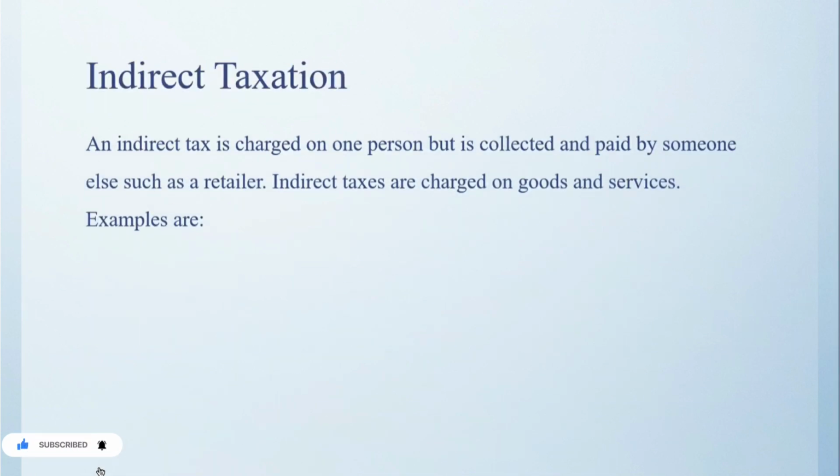Then you have indirect tax, right? Indirect tax is the opposite of direct tax. So direct tax is charged on individuals and businesses, and it is important for you to remember that, right? While indirect tax now, right, it is charged on one person, but it is collected and paid by someone else, such as a retailer. So in layman terms, indirect taxes are charged on goods and services. So if you want to remember indirect tax, just remember that indirect taxes are charged on goods and services, while direct taxes are charged on individuals and businesses.